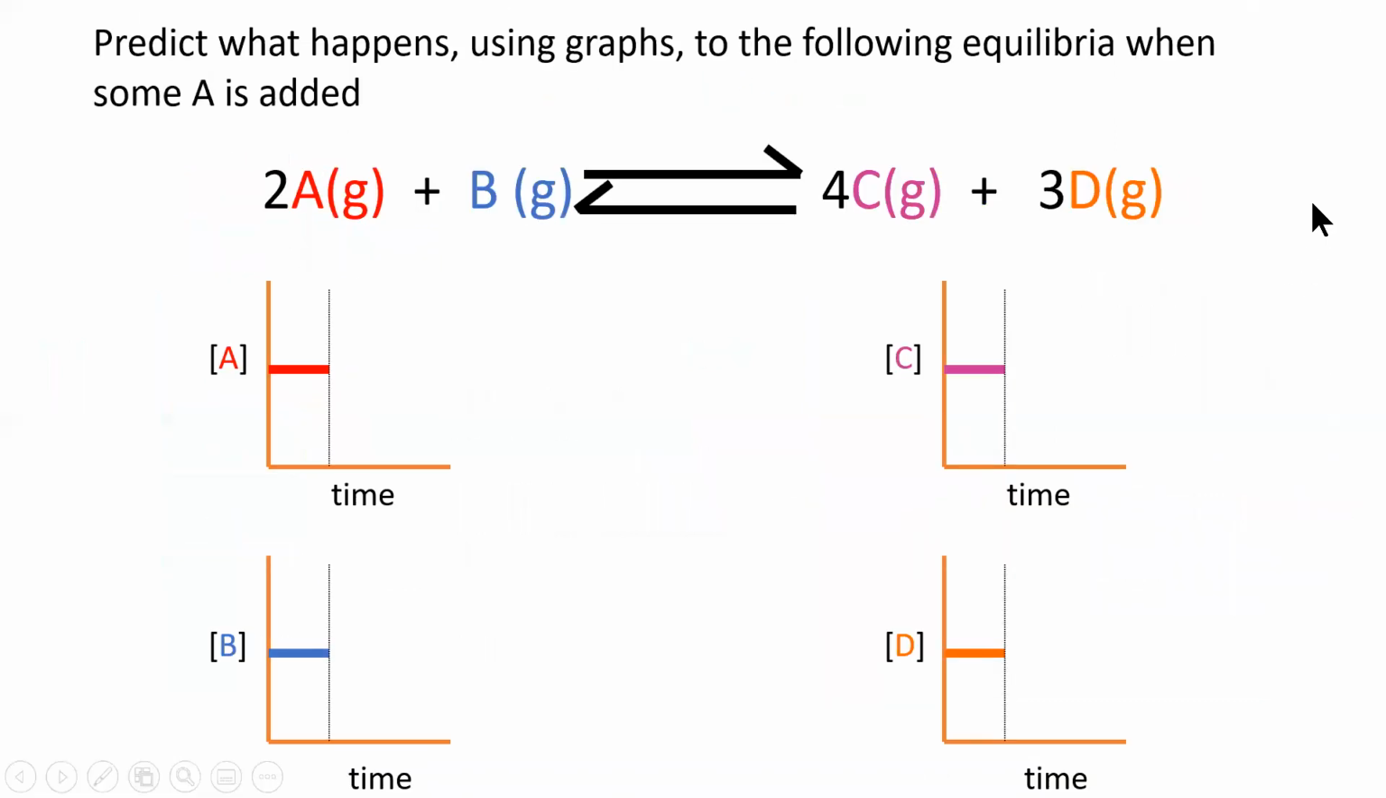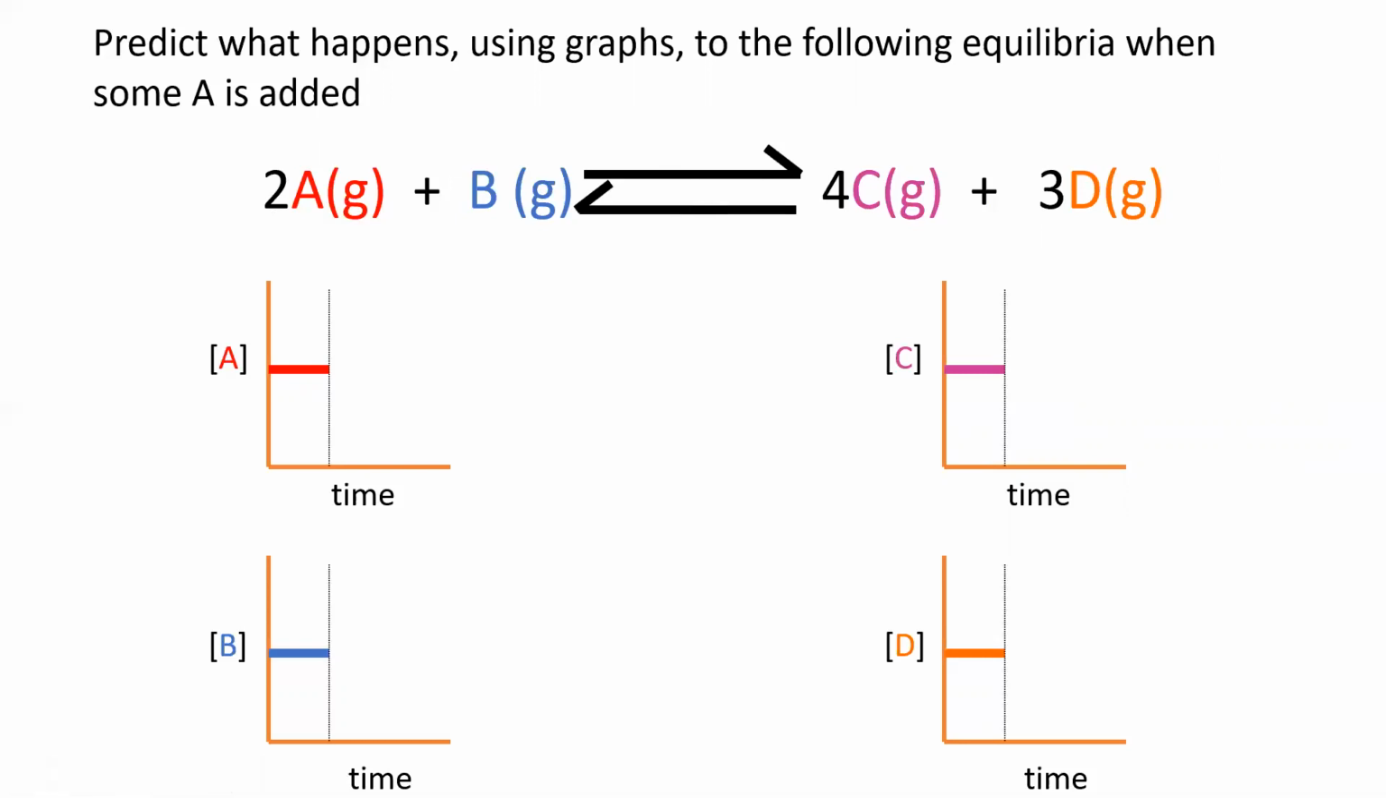So now let's predict what happens using graphs when we have an equilibrium. Notice between A, B, C, and D, notice the stoichiometric values are slightly different, 2 to 1 to 4 to 3. So we're going to add A in this case. So when we add A, the forward rate should now be favored over the reverse rate. The system will no longer be at equilibrium when we suddenly inject A into the container.